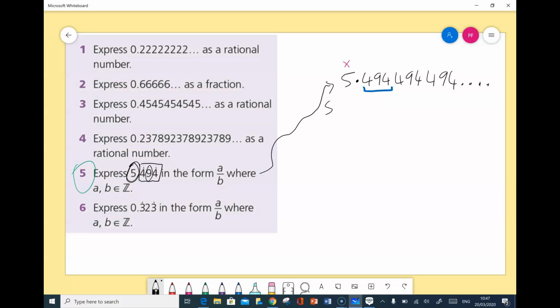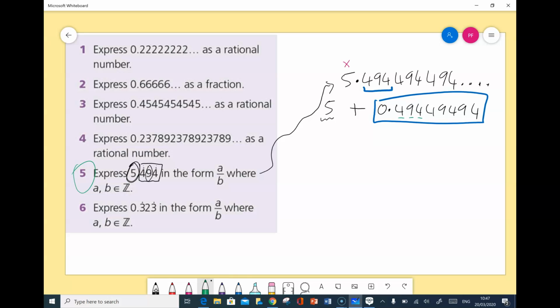This could be written as 5 plus 0.494494494. You can do that in your calculator. If I do 5 plus 0.494494494 into my calculator and hit equals, I get 5.494494. So what I do is I'm going to leave this 5 alone for the moment, and I'm going to focus on this part here. So we see it's repeating every 3.